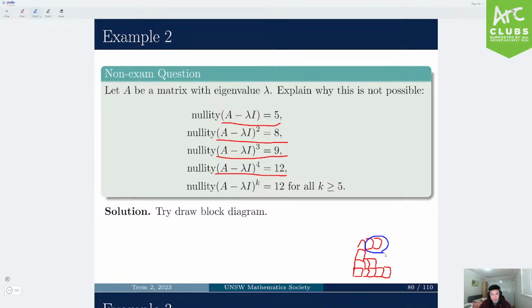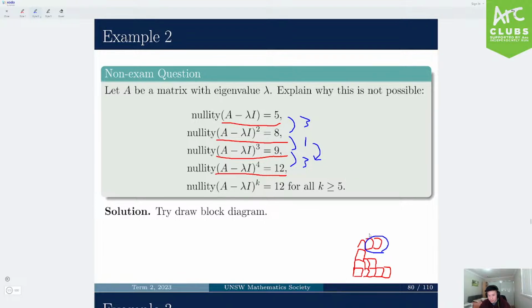whatever info we're given is not valid. The reason it's not valid is that if you look at the differences between these nullities, we have 3, the difference between these two is 1, and the difference between these two is again 3. Remember that the differences between the nullities should be non-increasing. But notice that we've increased our difference from 1 to 3, which violates one of the rules for our nullities, and that's the reason why we can't have this possible case.